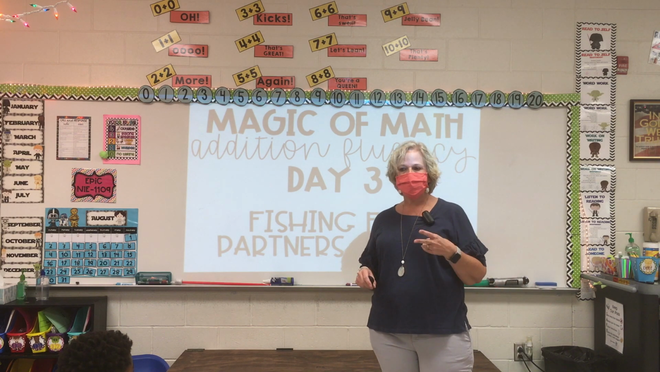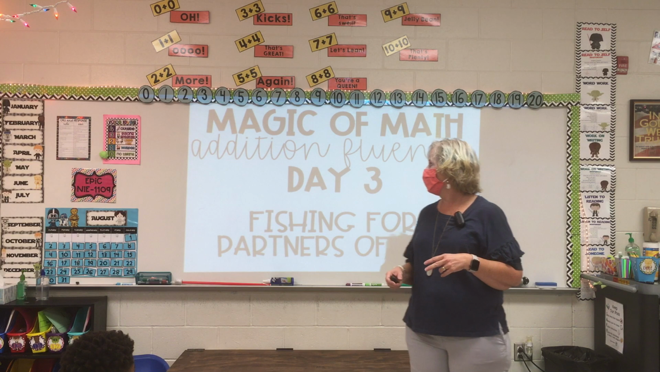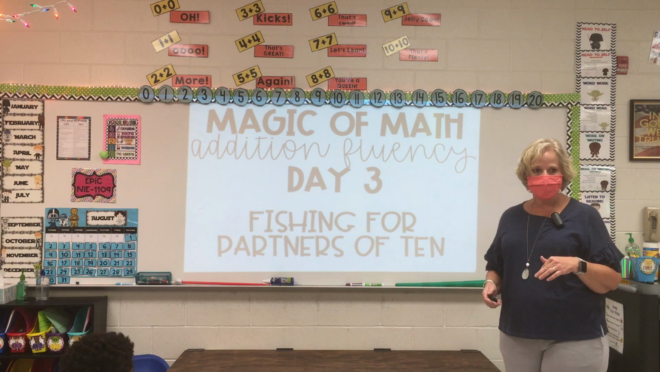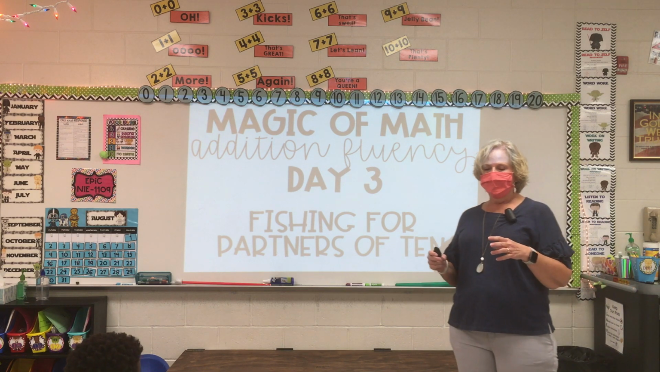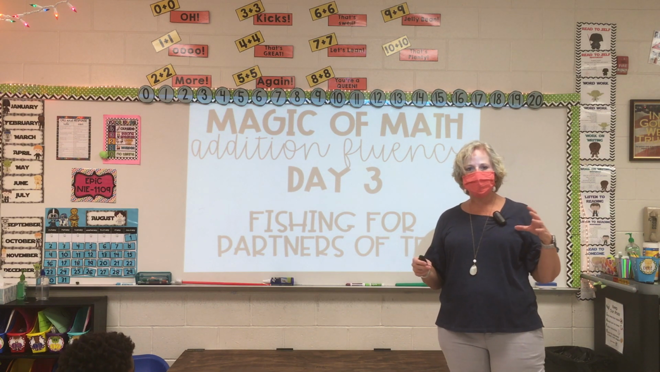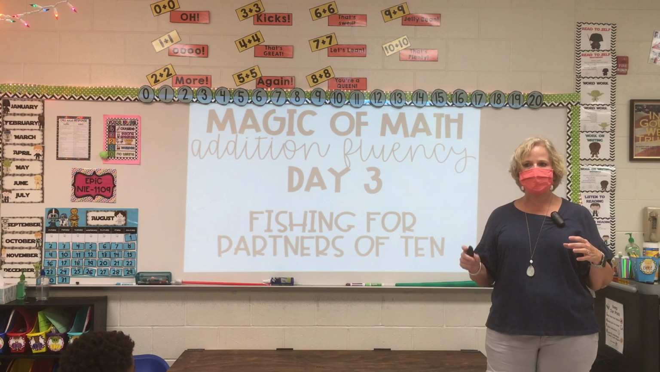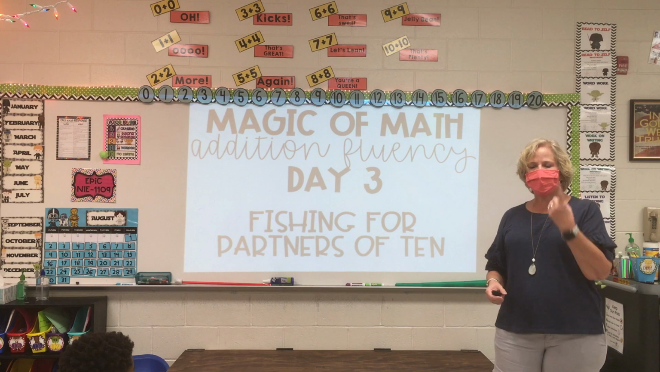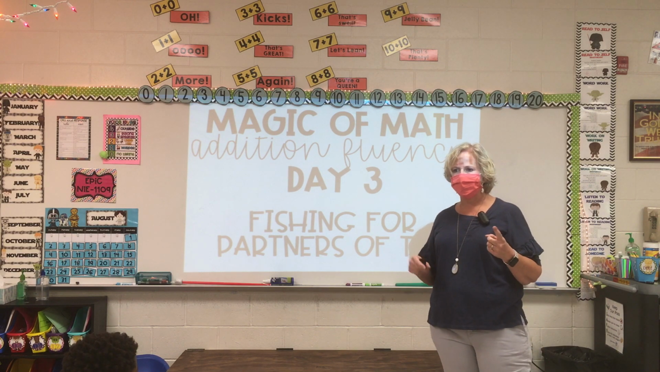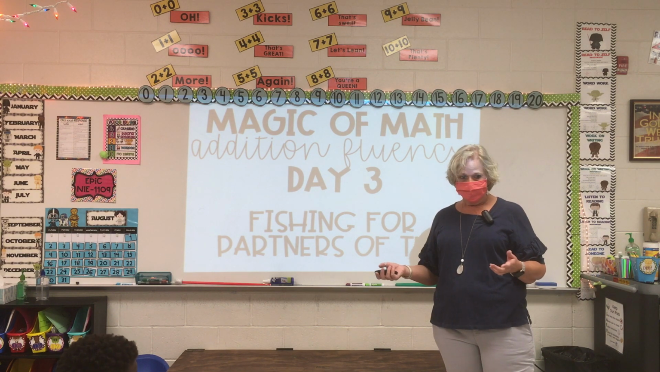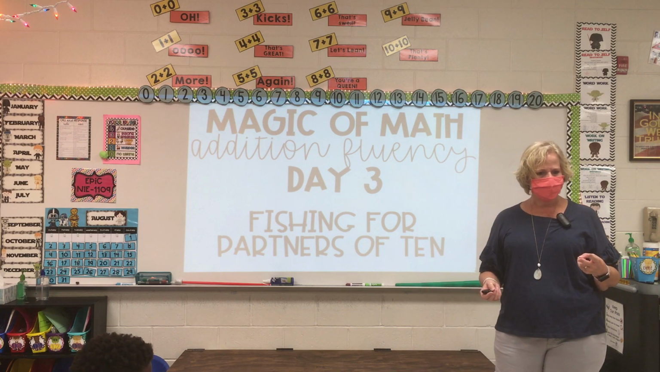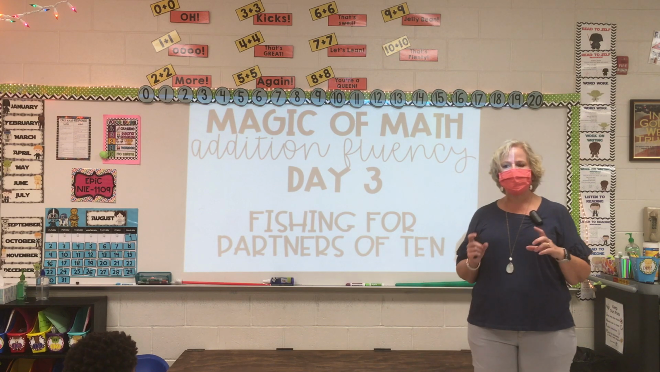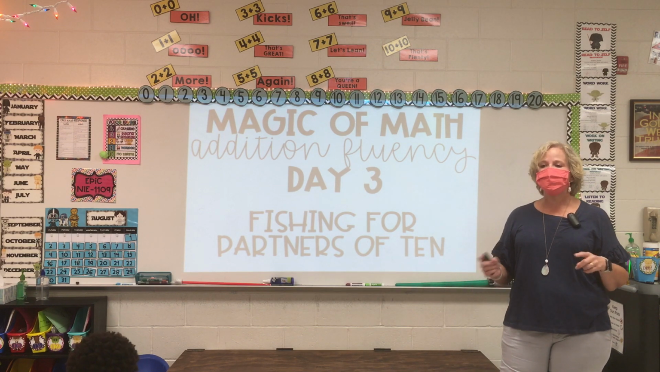Today we're going to talk about two more strategies that you can use when you're adding. We're going to talk about fishing for partners of 10, okay? So a partner to 10 is what number goes with another number to get to 10, right? So if I'm looking at the number 1, what partner goes with 1 to get to 10? 9. Very good. What about 2? 8. All right, so we're going to be fishing for the partners to make 10.